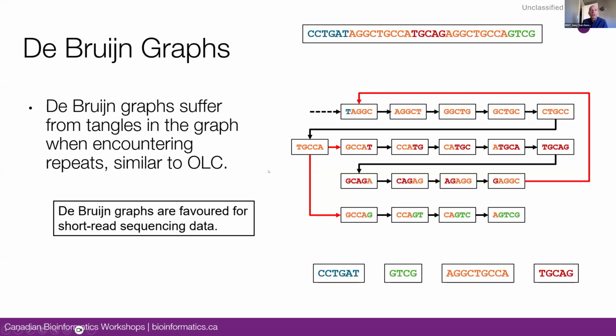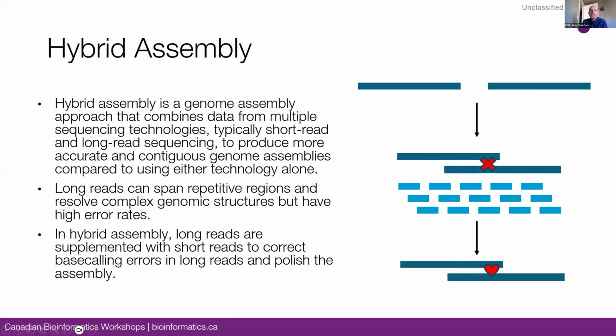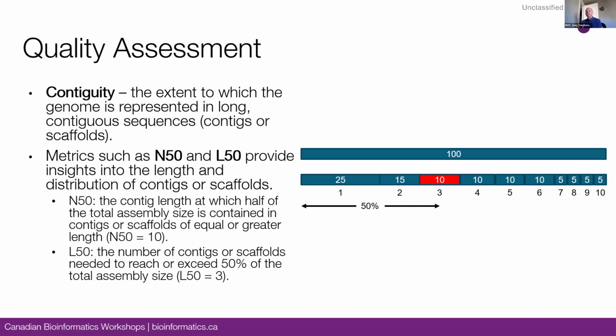Okay, so let's keep going. We wanted quality assessment. So we have our contigs, but we want to know how good of a job we did. In assessing the quality, we want to take into account these three C's. One is called contiguity, the other is called completeness, and the other is correctness. We'll address these in turn.